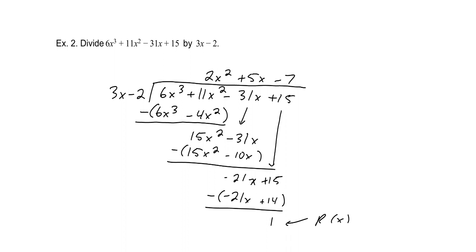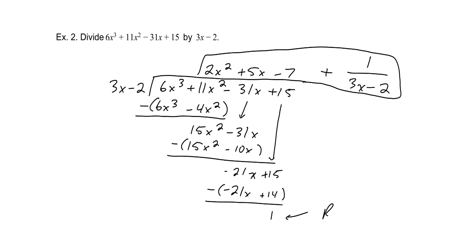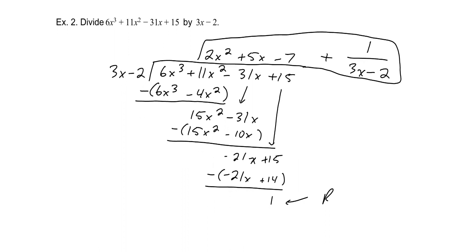That is my remainder. Well, I write that as r of x, but really that's just my remainder. How I'm going to write this is my remainder divided by my divisor, so 3x minus 2. So my full answer is this expression right here. That is my answer. Now I'm going to write this in division algorithm form.